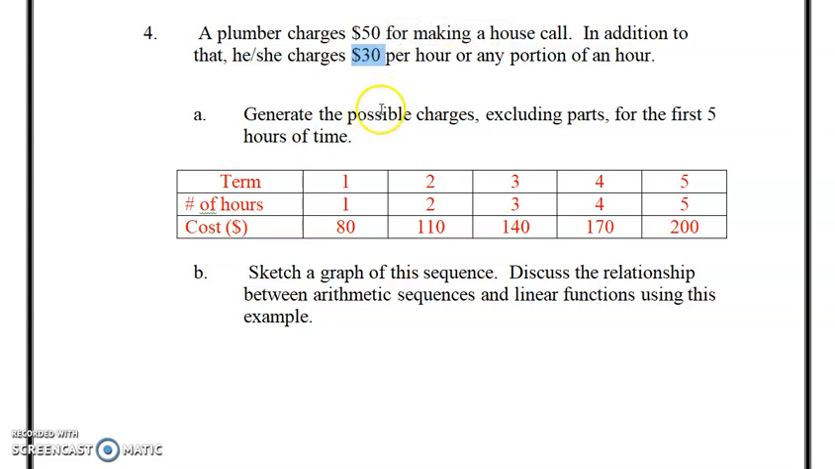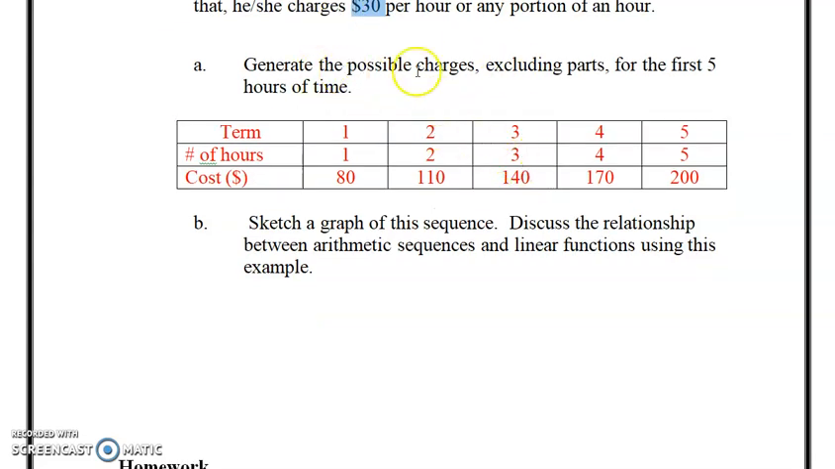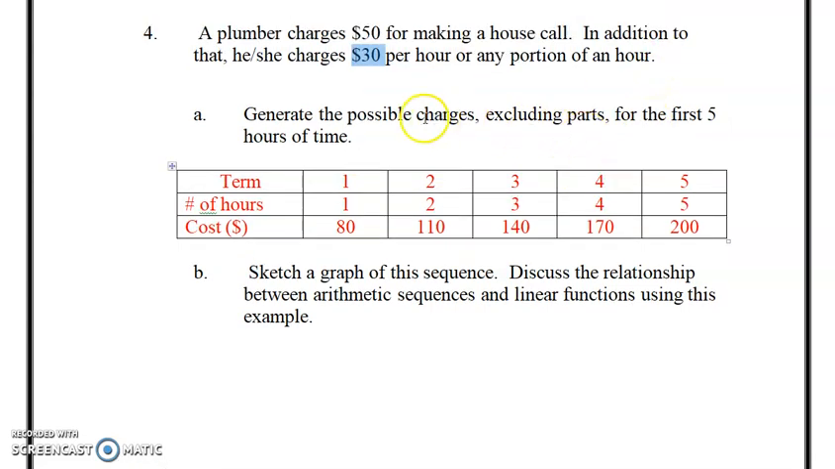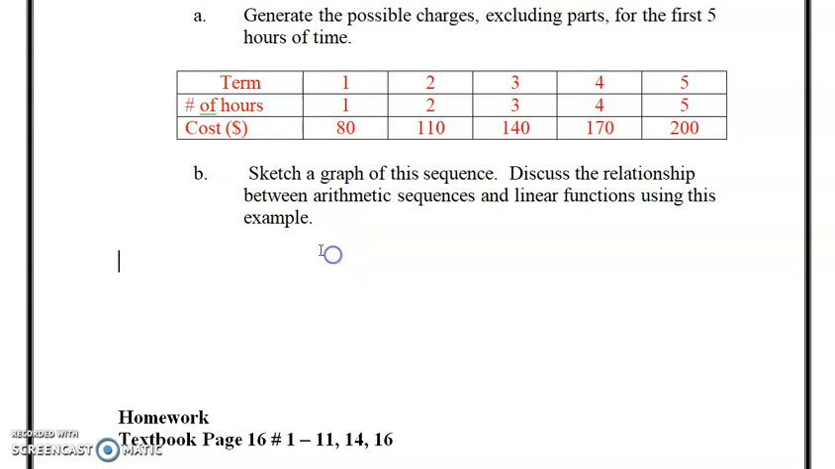These are questions that you may recall from grade 10 and even grade 9 as well. So generate possible charges excluding parts for this. Excluding parts means if they show up to fix your plumbing, this is not including any new piping that needs to be put in, any new faucets, any of the connections, anything like that. So this is just the labor. We call this labor, as you do recall, or could recall.